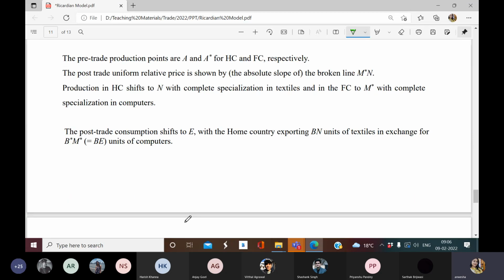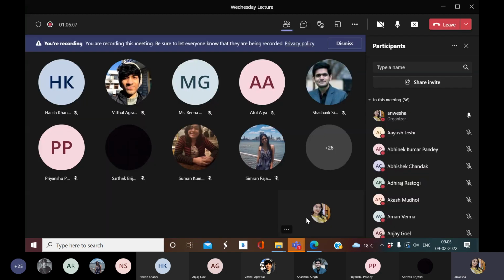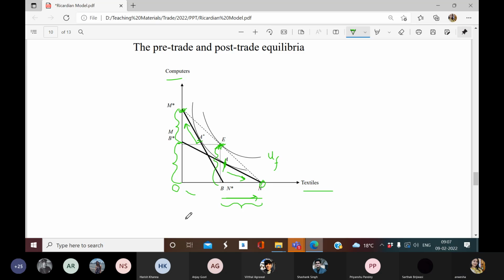So here the most important thing is why the countries are completely specialized in the post-trade situation. That follows from the assumption of constant cost. Now, will it happen always? Will the country always be able to completely specialize? It may not be necessary, so we need some condition also. But before going to that, let us see that trade is beneficial for both the countries, which is the gains from trade theorem.